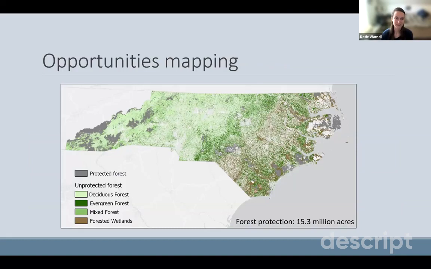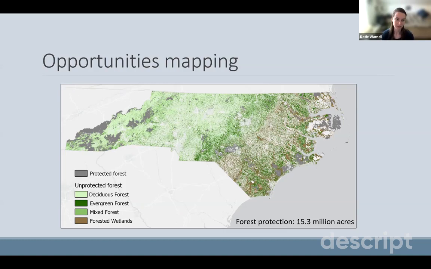So the first set is what we call opportunities mapping, and this was trying to identify the potential geographic scope of different natural working land management actions in North Carolina. The first one here is for forest protection. There's a lot of discussion about the need for increased forest protection, but they just had questions about how much forest do we have? How much of that is already in protected areas? Those sorts of questions. So this map shows all the forests in the state, and then the gray areas are forests that are already protected.